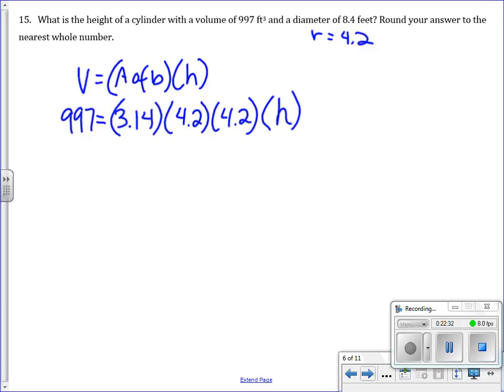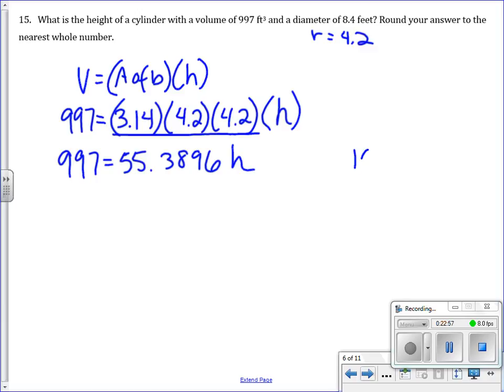So when I do the math, I wind up with 997, and I'm going to multiply all this. And I get 55.3896, but I still have to multiply it by h. Okay, now this is an algebra problem. The only thing is the numbers are rather large, but don't worry about it. It's just like if I said 10 is equal to 5x. It looks the exact same thing, it's just bigger numbers. So to do this one, I would just divide by 5 on both sides, and I would get that x is equal to 2.